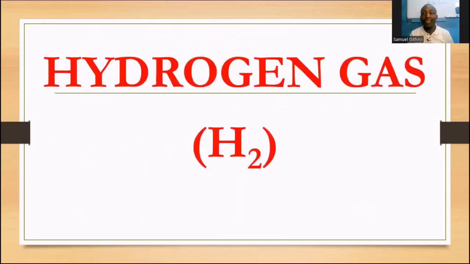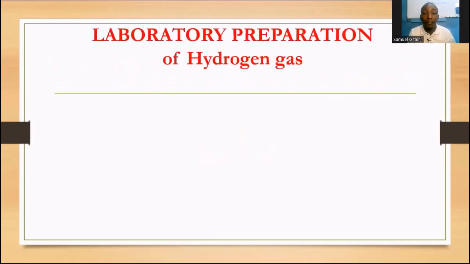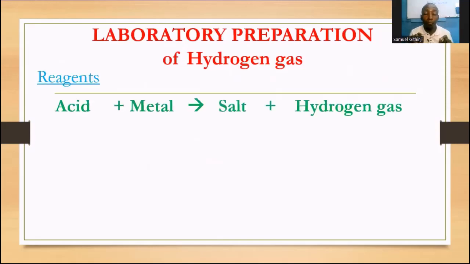Good. We are done with oxygen, and now we go to hydrogen, the second gas covered in Form 1 under water and hydrogen. I hope you're good. We go through hydrogen. Yes, laboratory preparation of hydrogen. Reagents: I need an appropriate metal and an appropriate acid. When I combine the two, I get a salt and hydrogen gas.